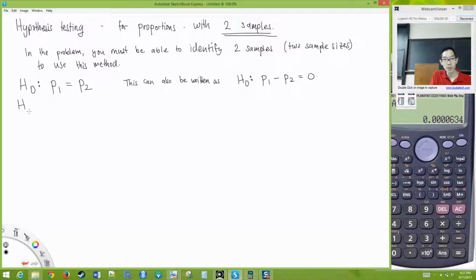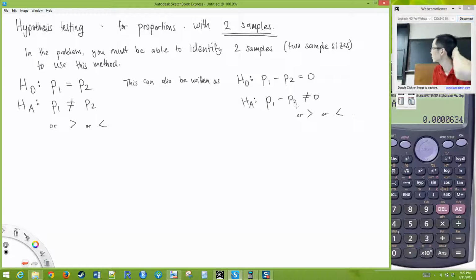And then the alternative hypothesis will be P1 doesn't equal P2, or greater than or less than. Any of these can also be written as P1 minus P2 doesn't equal 0, or greater than 0, or less than 0. Everything's equivalent.